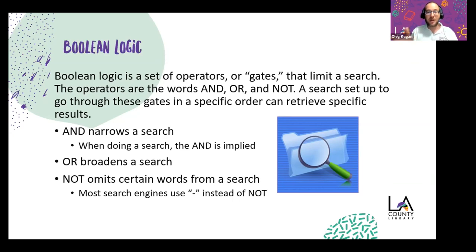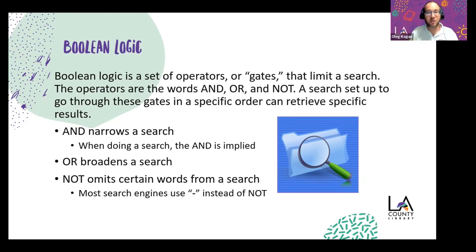So what do they do? AND narrows a search. When you are doing a search and you use AND, that means you're searching for this word and this other keyword. Typically these days, search engines will imply AND, so you don't have to put it, because if you type in the words dog and cat, it'll search for both of those. I'll show you some examples in a little bit. It'll search for both of those anyway. Or if you just type dog, cat, it'll try to search for both of those.